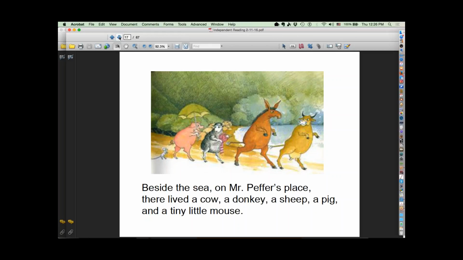Now, just the fact that his name is Mr. Peffer, which sounds like a fun little name, is already a clue that this is enrichment, because we'd probably call it Mr. Smith or some highly decodable word if we wanted the students who are beginning readers to read every single word. But no, we made it Mr.